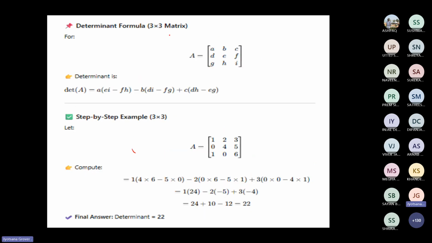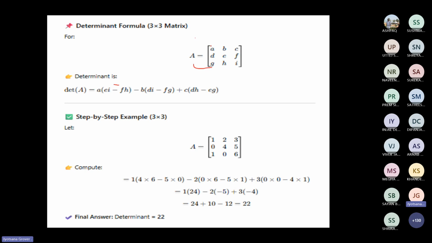Okay. Now comes the 3 cross 3 formula. I'll show you how REFs are very useful in finding the determinant. But let me just tell you what is the conventional way of finding the determinant. So this is what you do.